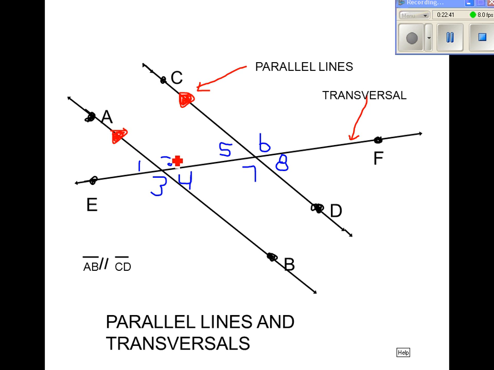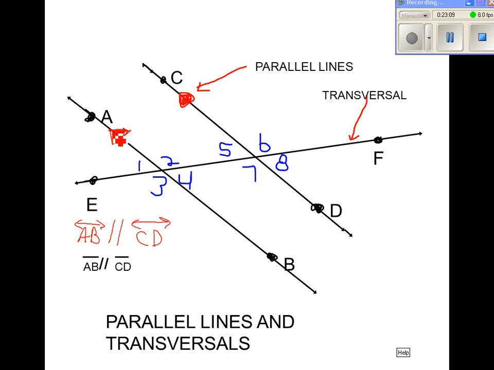Yeah. All right, go ahead and copy this down. As you're copying this down, I'm going to rewrite this right here because I don't like the way it's written. Line AB, this is the symbol for parallel. Parallel to line CD, that's the way that's read. That symbol right there means parallel. Make sure you draw this picture.